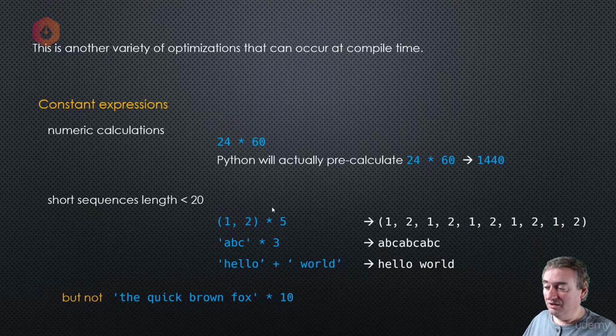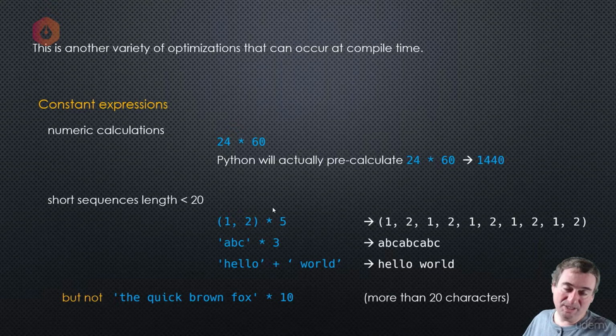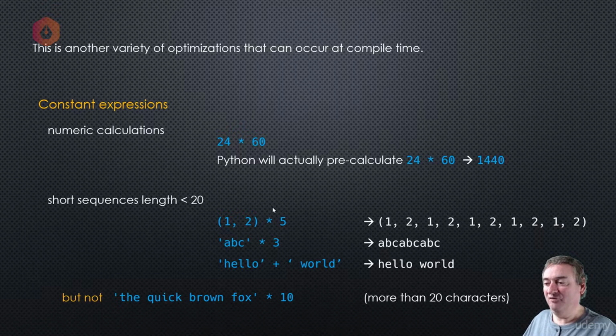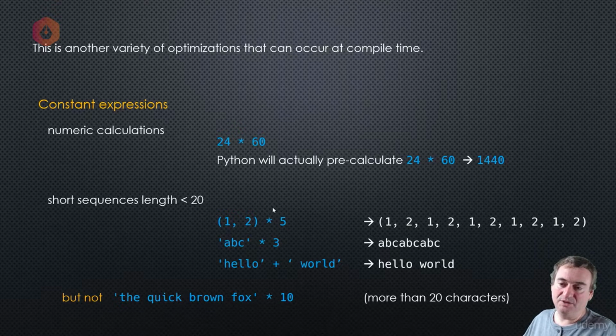On the other hand, the quick brown fox times 10 is more than 20 characters, so that will not get stored. There's a trade-off between storage and computation. How much overhead do you want to have by storing pre-calculated expressions versus the speed? And so Python decides to do the trade-off at 20 characters.